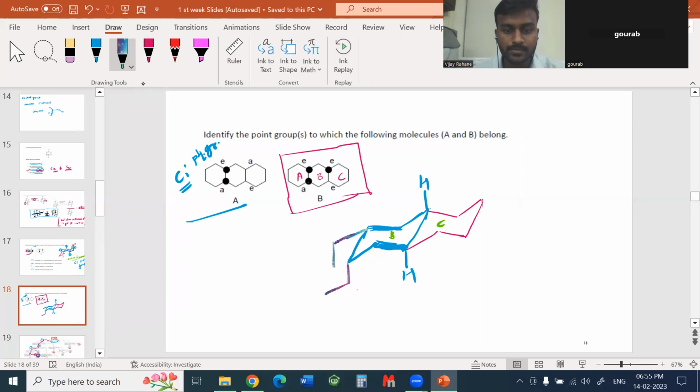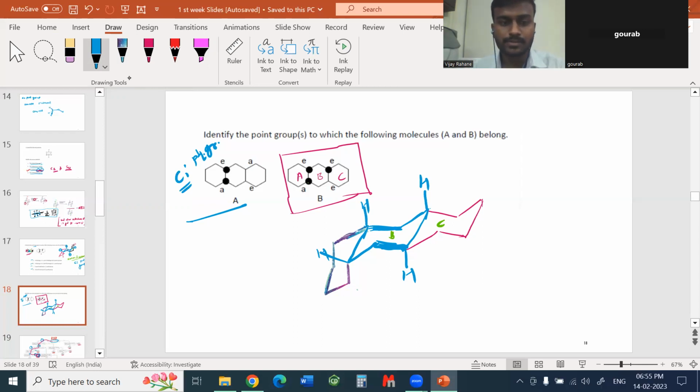So you can see these are the, it should look like a chair, right? Here a hydrogen atom and here a hydrogen atom. Now in this one we need to check which point group this molecule belongs to, right?